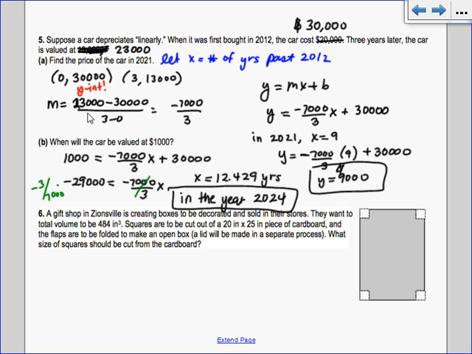You're folding up the flaps, you're creating a box. Okay, so these little pieces are going to be gone, and you're going to fold up that flat, and it's going to be a very shallow box, kind of like a shirt box. Yeah. So that's what that one's going to look like. Okay, it says a lid will be made in a separate process, so we call this an open top box. So what size of squares should be cut from the cardboard? So these little squares are going to be X by X.